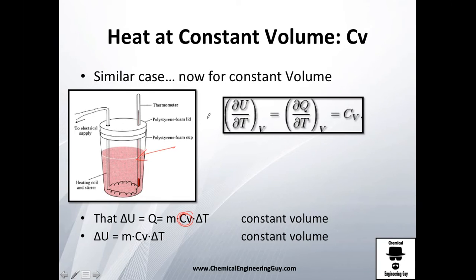So once again, CV and CP for solids and liquids might be taken as the same. CV and CP for gases may not be taken as equal. Actually, later in the first law, we're going to write the first law for open systems and closed systems. We're going to see that for a closed system, the heat at constant volume will be this one, and the heat at constant pressure will be this one right here.